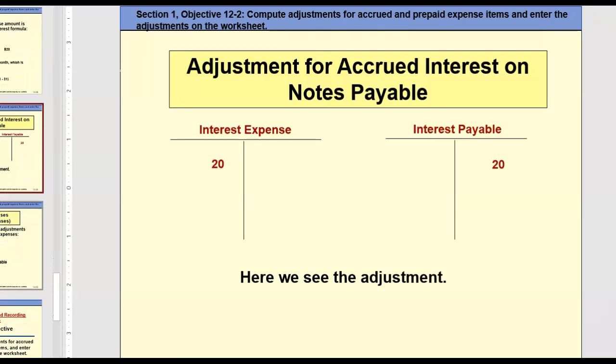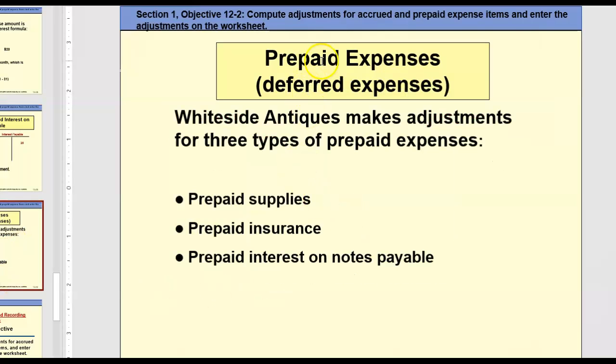Okay, those are all accrued examples. Now we have deferred examples coming up. Deferred means we've already paid it. Something that was prepaid, like prepaid insurance or prepaid supplies. So the prepaid expenses are called deferred expenses. Prepaid supplies, prepaid insurance, prepaid interest on notes payable. Could be like a prepaid magazine subscription. Maybe you paid for the New York Times for the whole year. That's a prepaid expense.